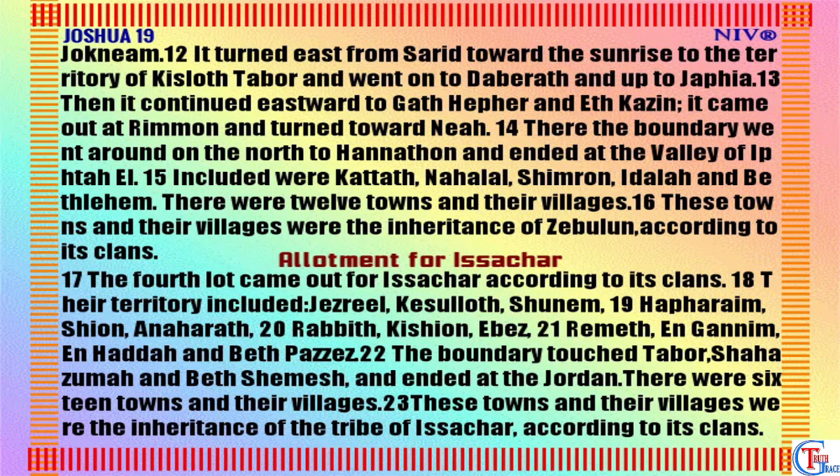Their territory included Jezreel, Kesaloth, Shunem, Hapharaim, Shion, and Naharath, Rabbath, Kishion, Ebez, Remeth, and Ganim, and Haddah, and Beth-Pazzez. The boundary touched Tabor, Shehazumah, and Beth-Shemesh, and ended at the Jordan. There were 16 towns and their villages. These towns and their villages were the inheritance of the tribe of Issachar, according to its clans.